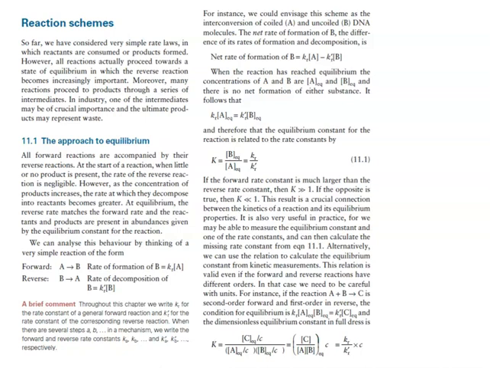for instance, we could think of this scheme as the interconversion of coiled A and uncoiled B DNA molecules. The net rate of formation of B, the difference of its rates of formation and decomposition, is as follows, where you have the net formation of B, the uncoiled state, equals the rate constant k times the concentration of A minus the reverse rate constant k prime times the concentration of B.